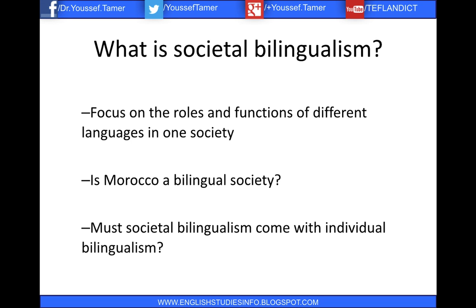What is societal bilingualism? When we talk about societal bilingualism, we focus on the roles and functions of different languages in one society. So we are moving from describing the languages spoken by one individual to the languages spoken by the whole speech community, by the whole society. We focus on how different languages are used, for which functions, who speaks what language, with whom and when, within the whole society.